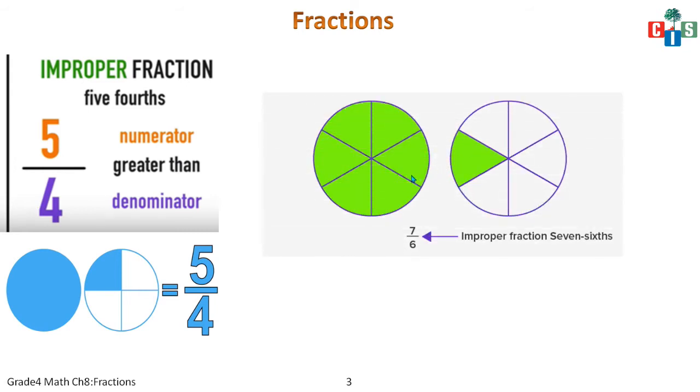Let's move on, more examples. Then 7/6. 6 is the denominator, so you have to divide it into 6 parts, and you have to color how many parts? 7 parts you have to color. So this is 6 plus 1, 7. This is an improper fraction, 7/6.